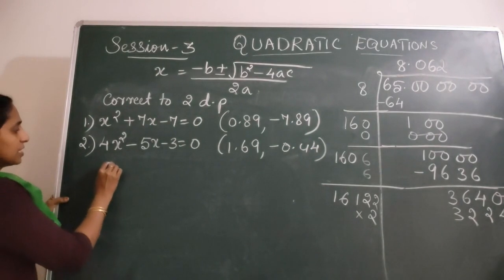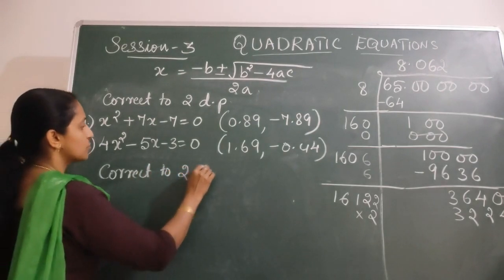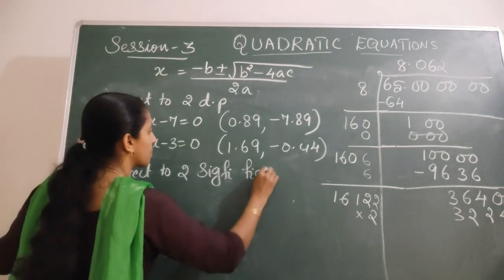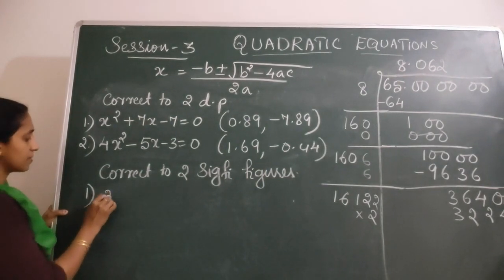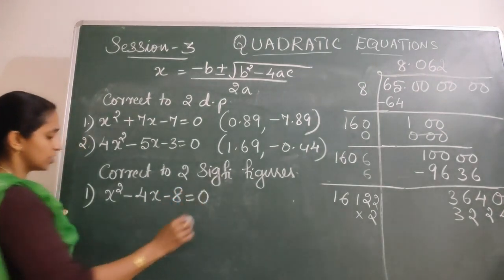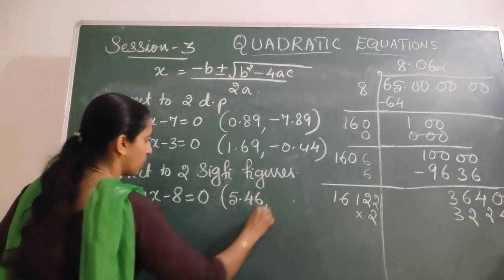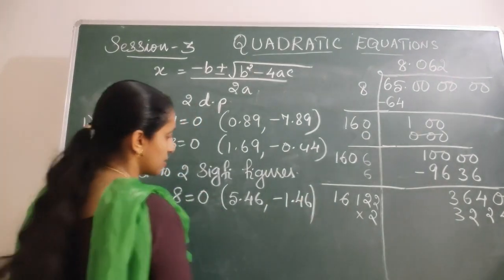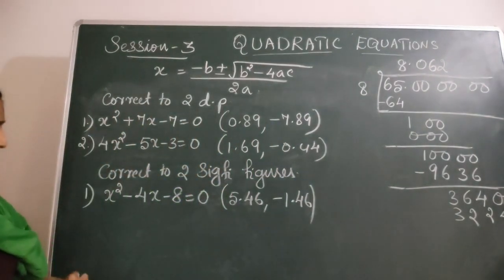Then correct to two significant figures. The first one will be x square minus 4x minus 8 equal to 0, and the answer will be 5.46 comma minus 1.46. Right?